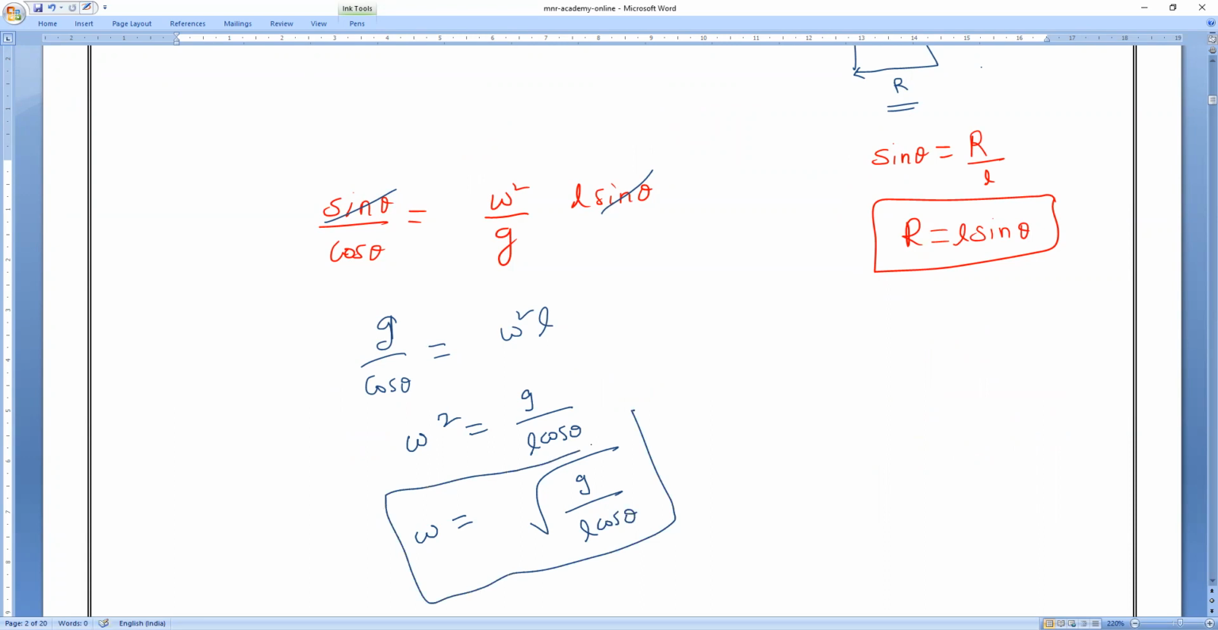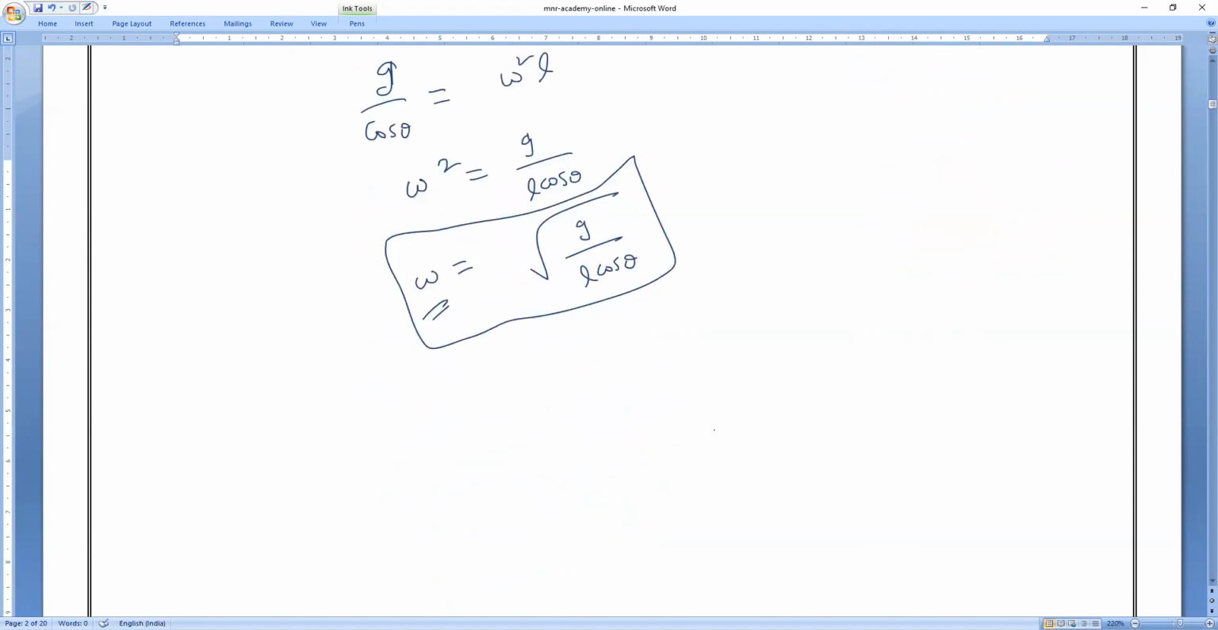Sir, you said we have to find the time period, but you found angular velocity. That's all. So then how to find the time period? We all know the relation between omega and time period: omega is equal to 2 pi by T. Yes or no? Remember, this is what we call simple harmonic motion, SHM. We will study that also, don't worry.